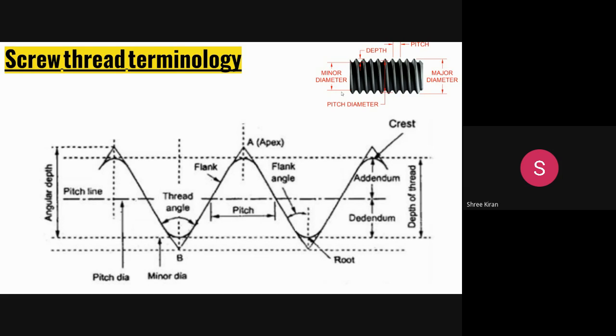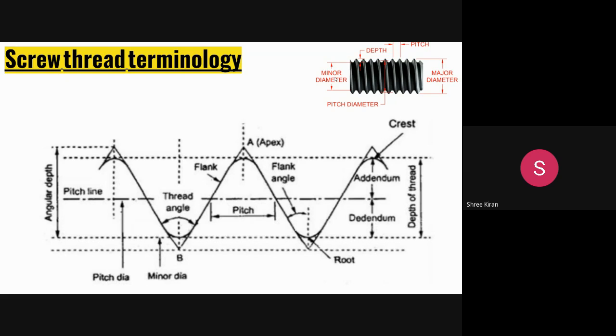Then the second one is the minor diameter, or core diameter, or root diameter. Now the minor diameter is over here. This is the minor diameter, which is defined as the diameter of an imaginary cylinder.